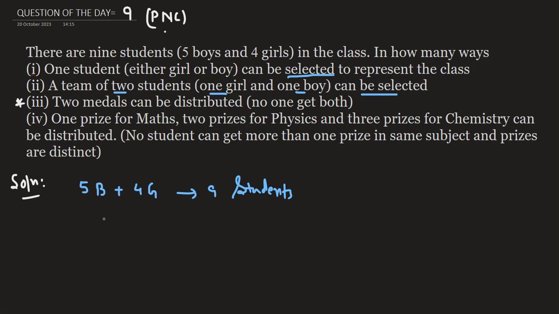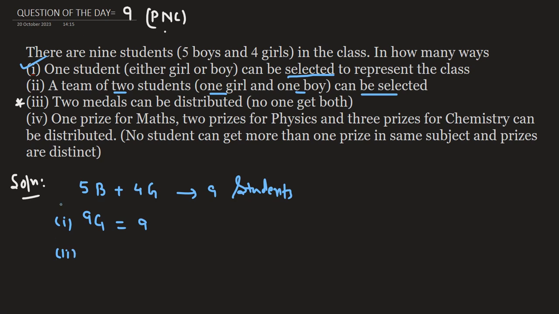Which technique can you apply here? You have only 9 options, and any one you can select. So it can be done in 9C1, or you can simply write it is 9 ways to select any one student. Now question number 1 is done. They ask, one student can be selected in how many ways? There are total 9 students and you have 9 choices, so we can write 9 choose 1.